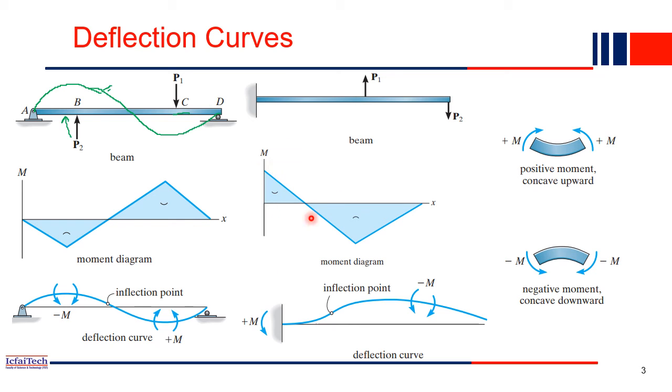So the bending moment diagram will be in this fashion, and this is the deflected shape. What will the deflected shape be? After application of the load, this is a fixed end, right? Fixed end means the deflection won't start at this point.